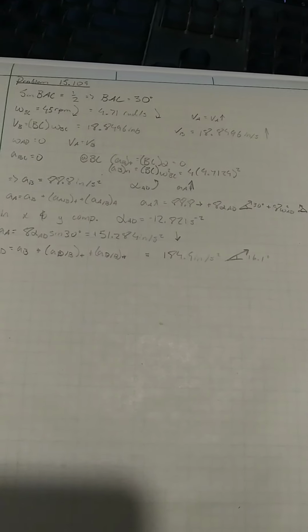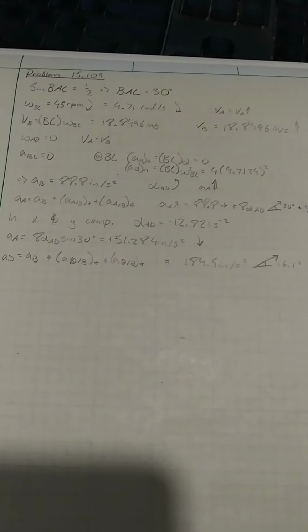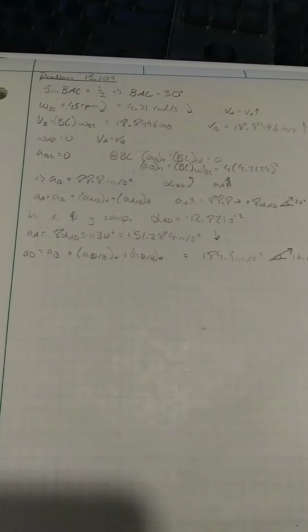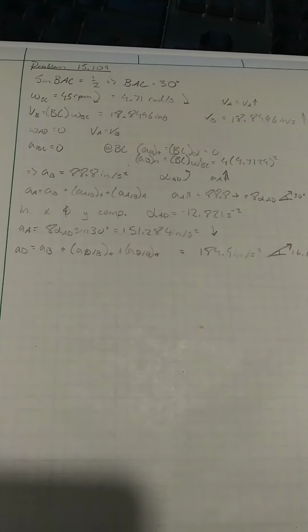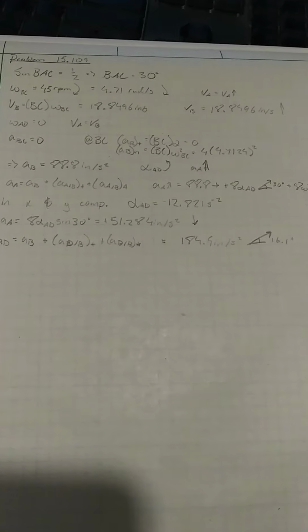Okay, so problem 15.109. Knowing that at the instant shown the crank BC has a constant angular velocity of 45 rotations per minute clockwise, determine the acceleration of point A and of point D. So we start out doing some geometry and we find our angle BAC using the sine of that, which is 4 inches over 8 inches, and we get that angle equals 30 degrees. And then we know our angular velocity of BC is 45 rotations per minute clockwise, which we convert to radians per second, and we know that V sub A is upwards.